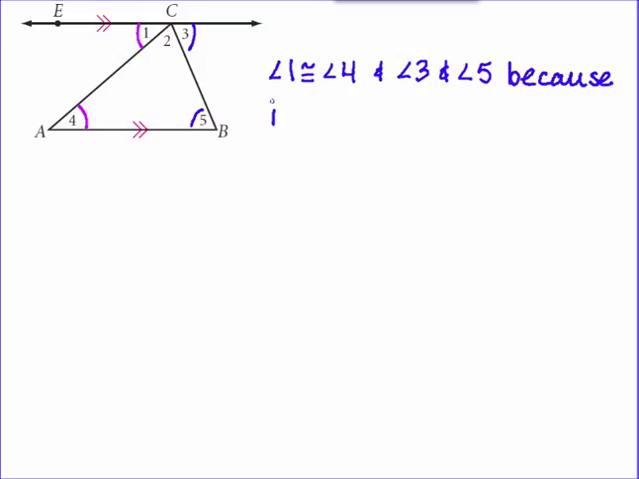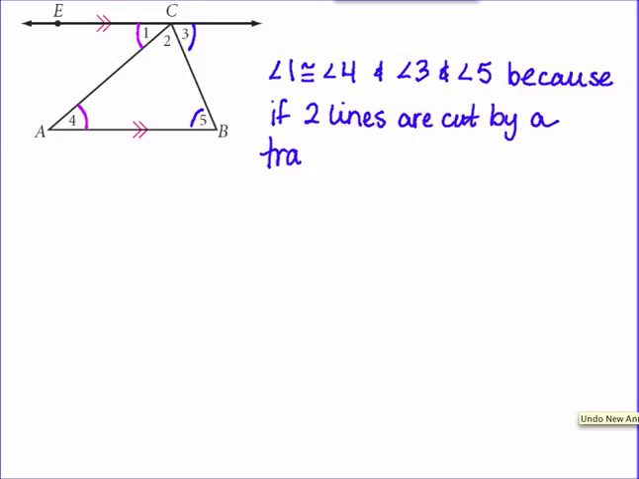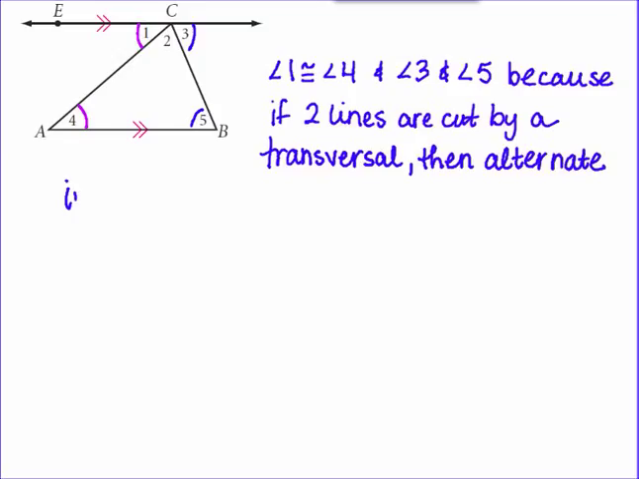if two lines are cut by a transversal, then alternate interior angles are congruent. Okay, so that's our first statement.